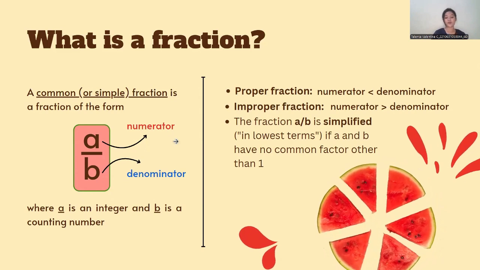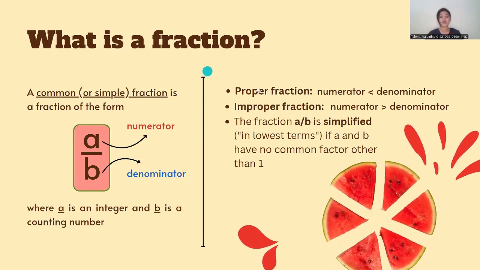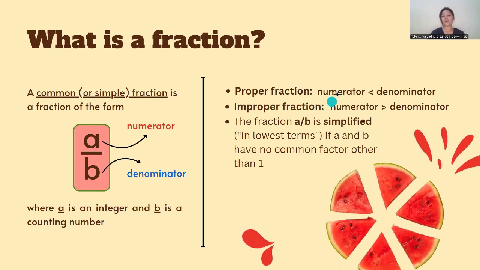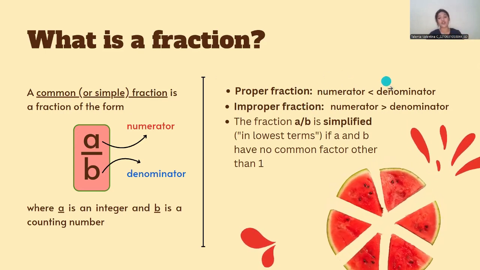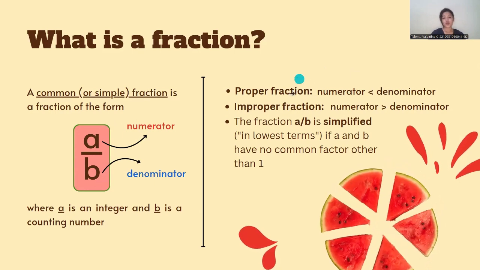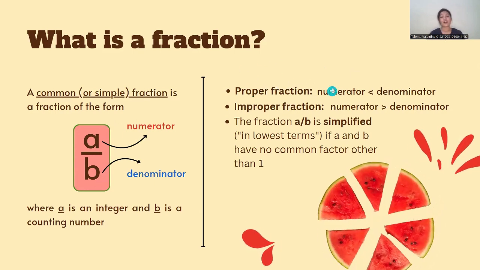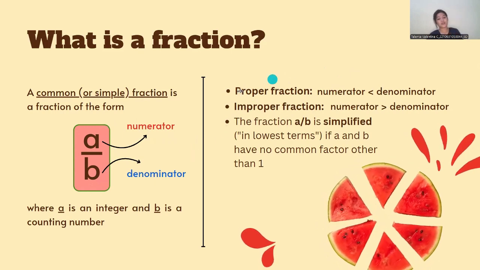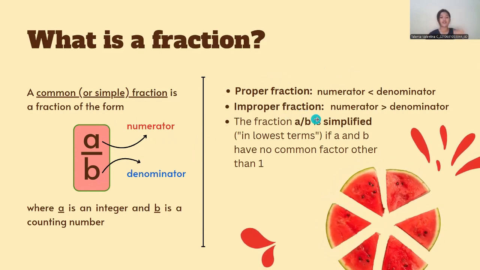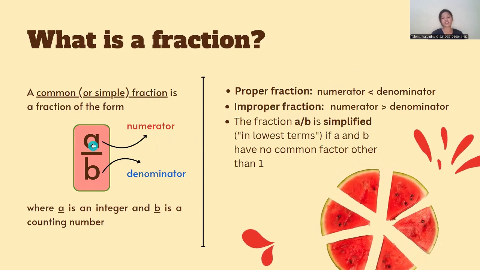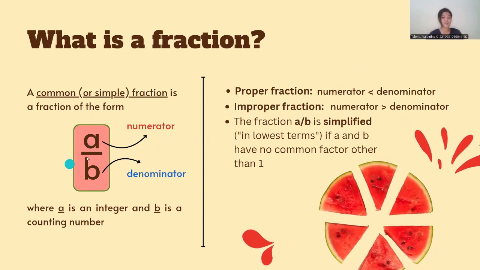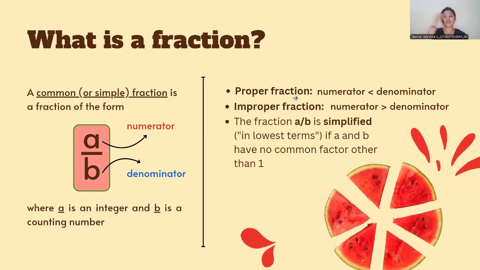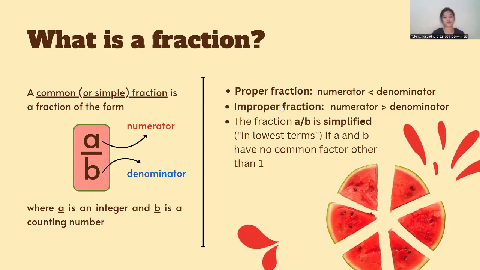So there are two types of fraction. The first type is proper fraction. It means if the numerator, which is A, is smaller than the denominator, which is B, it is called a proper fraction. The example is like 3 over 4. Next, the second type is improper fraction. It means if the numerator, which is A, is larger than the denominator, which is B, we call it an improper fraction. The example is like 5 over 2.